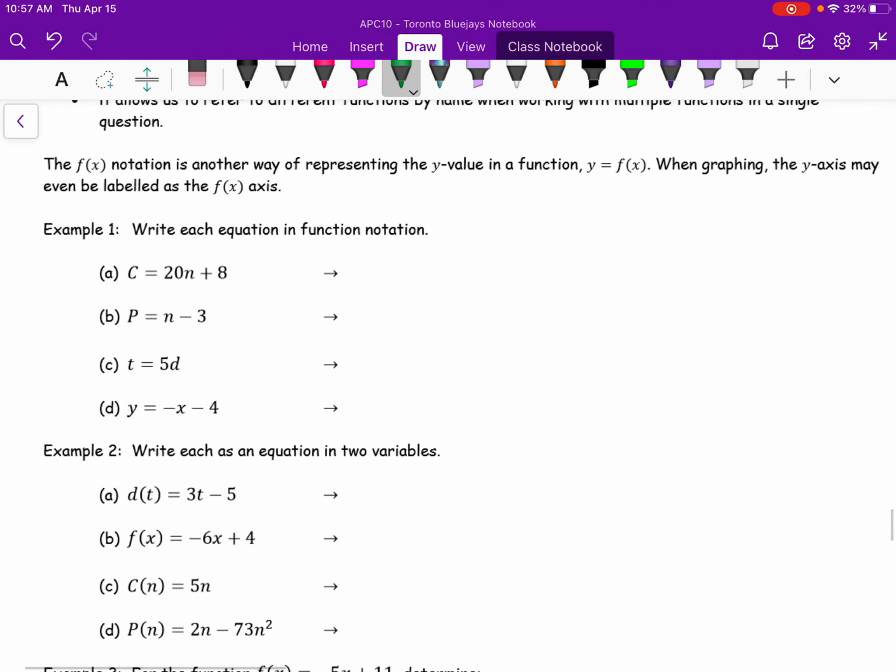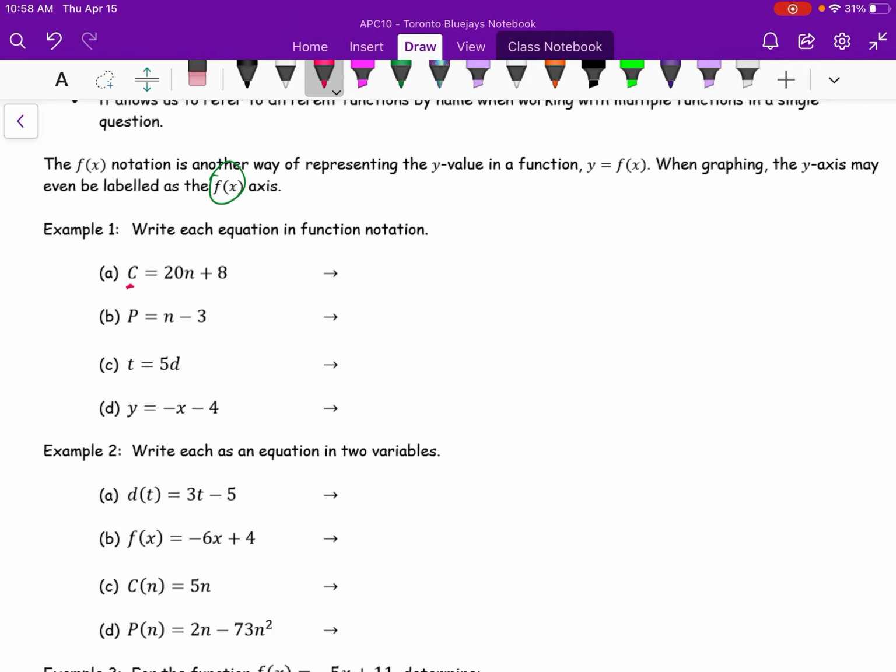So when we graph, we have the x-axis and the y-axis. Sometimes we call it the f of x axis. You don't always need to, though. So let's start. We're going to write each equation in functional notation.